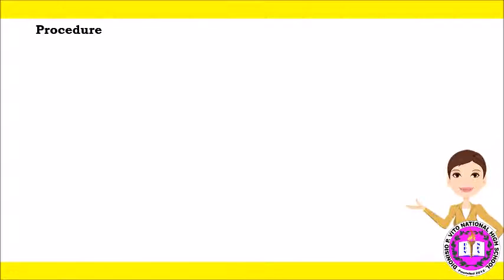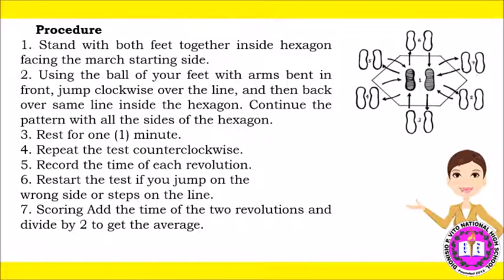Procedure: first, stand with both feet together inside the hexagon, facing the starting side. Second, using the balls of your feet with arms bent in front, jump clockwise over the line, and then back over the same line inside the hexagon. Continue the pattern with all the sides of the hexagon.